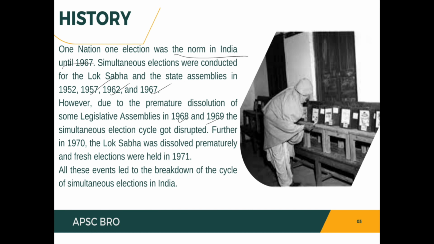That means the election to those states has to occur in 2026. You cannot keep those states without a government till 2028, right? So this cycle broke down in 1968 and 1969 when some state assemblies got dissolved. And once this cycle got disrupted, it was disrupted forever. Since 1967, no simultaneous elections have been held.